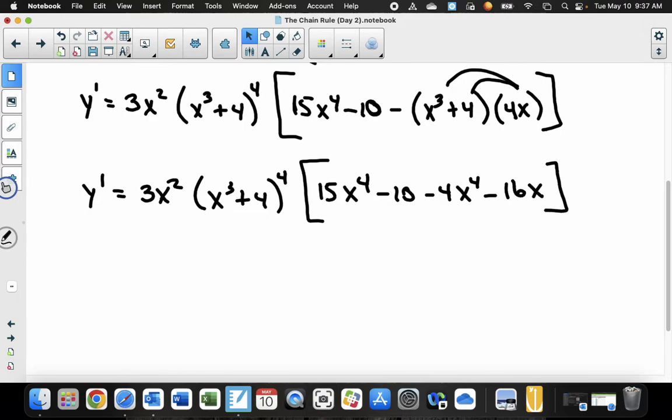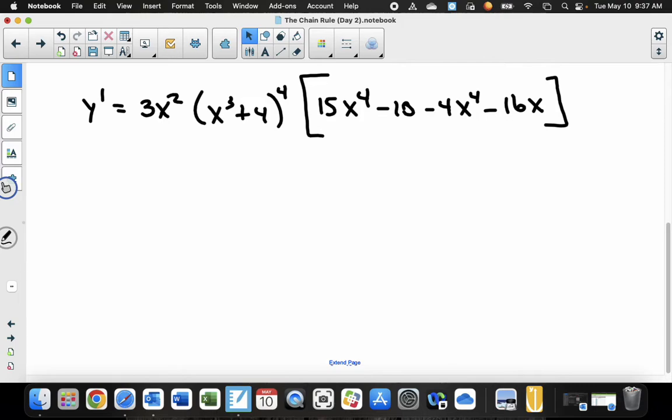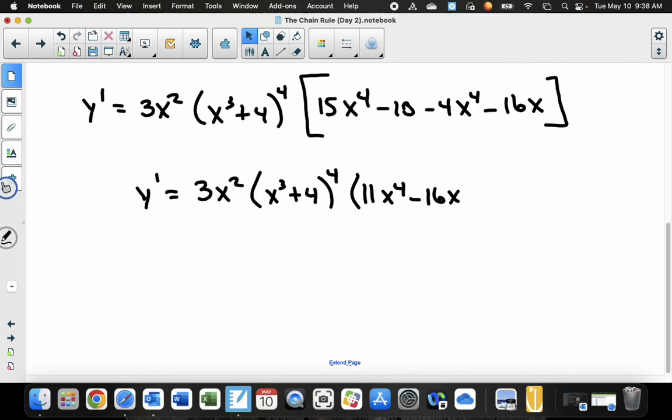And here comes our final answer. If we just clean this up as factors, we have 3x squared, the quantity x cubed plus 4 raised to the 4th power, and now when I combine like terms, we end up with 11x to the 4th. There's nothing we can do with the minus 16x. There's nothing we can do with the minus 10.